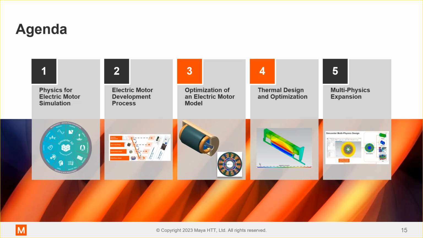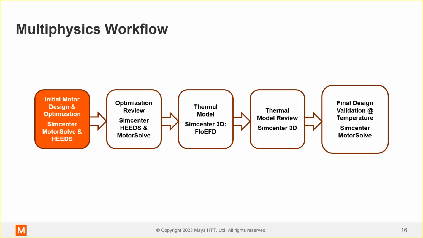So now about a quarter of the way through our time slot, we get into the fun of what we're going to be looking at, which is the optimization of the electric machine, how we've set it up, and how we're going to look at the thermal design. So overall, the workflow is fairly simple in this case. We're going to build an initial motor design in Simcenter MotorSolve. We're going to connect that into Simcenter HEEDS and let HEEDS do its thing.